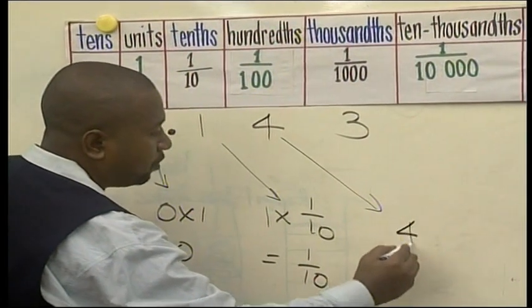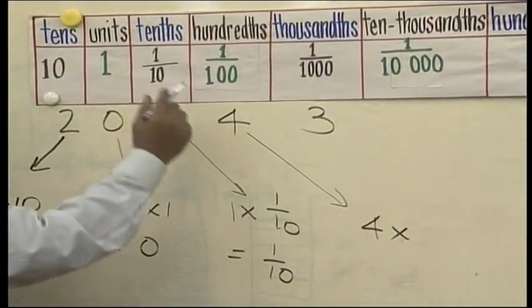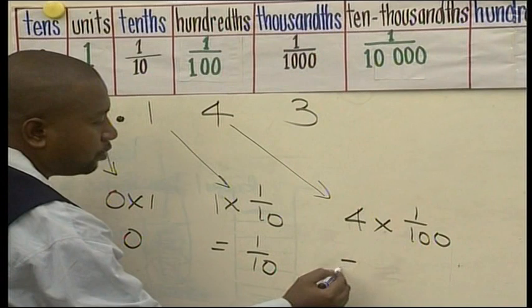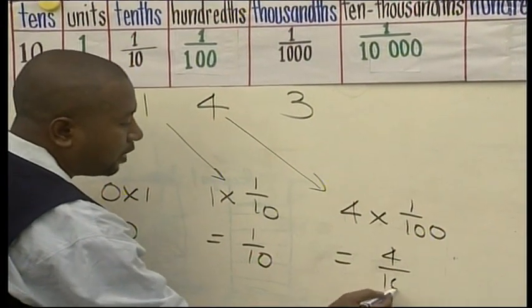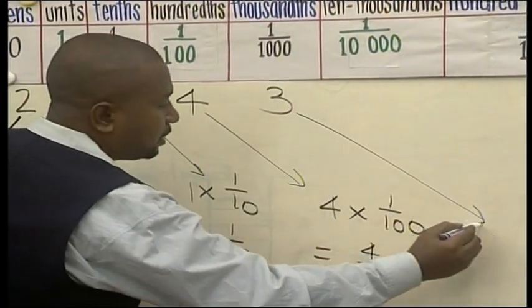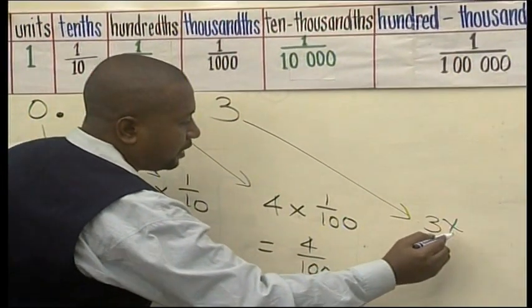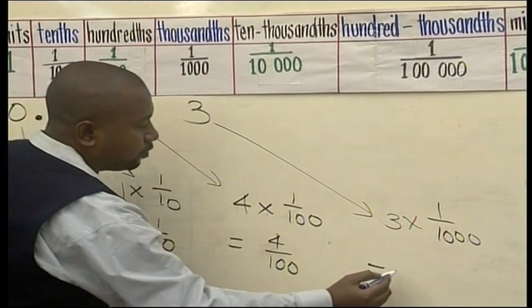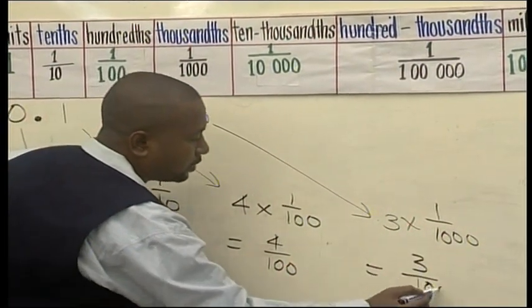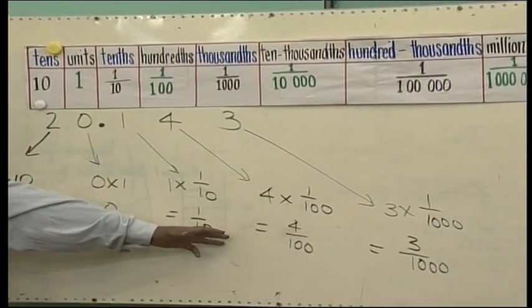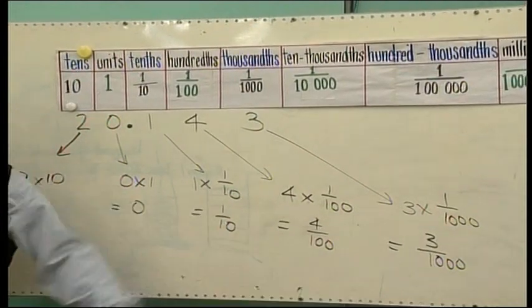We're going to multiply 4 times 1 over 100, which is equal to 4 over 100. Okay? Thousands. 3 multiplied by 1 over 1000, which is equal to 3 over 1000. Can you see that? These are written in expanded fractional form. They are in fraction form, these numbers here.